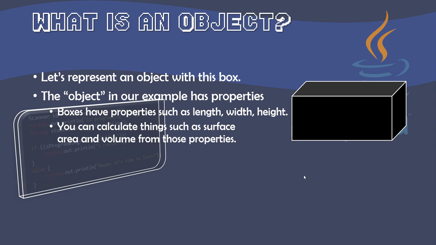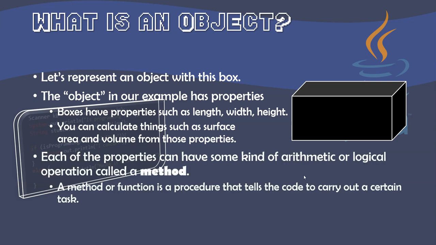Well, just based on length, width, and height, we can calculate things about that box, such as surface area and volume. Now, each of these properties have some kind of arithmetic or logical operation, and we call that a method. Now, a method is sometimes also called a function, which, if you have any recollection from math, that might sound kind of familiar. Well, that's simply just a procedure that tells the code to carry out a certain task. So, for example, if we wanted to count the volume of this box, we do length times width times height, right? So that is the procedure. The function is length times width times height equals volume, and we would call that a method in Java.